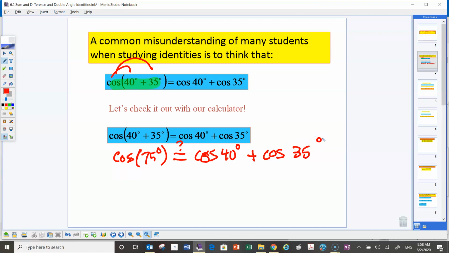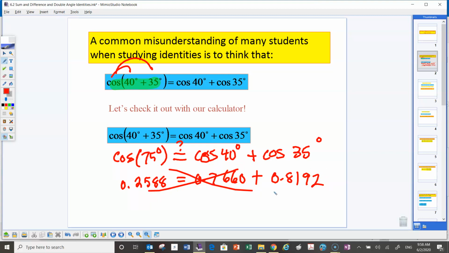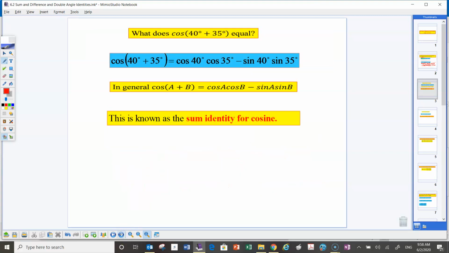So if I was to type in the cosine of 75, I would get 0.2588, and if I type in the cosine of 40, it's 0.7660 plus the cosine of 35 is 0.8192, so clearly this is not true. What does the cosine of 40 plus 35 equal?